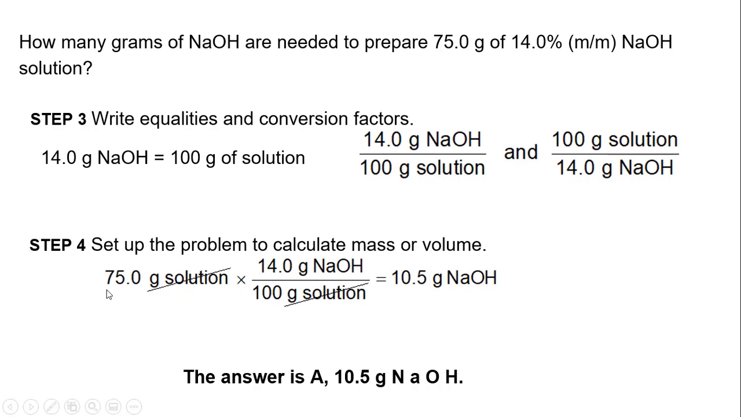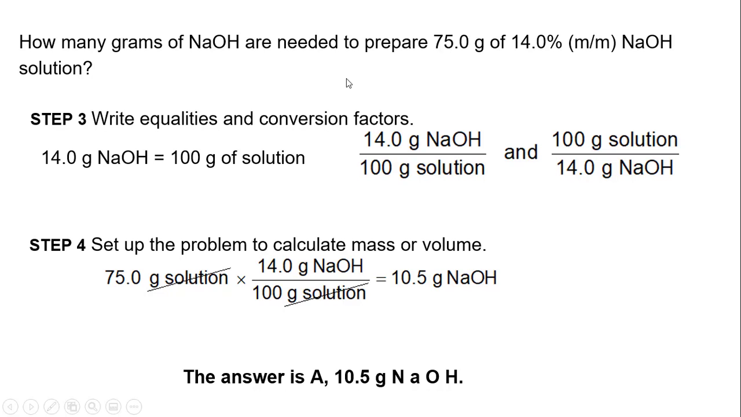So now we set it up. We have 75 grams of solution, because that's what it's asking for, is a solution. This is the solute. And we've pulled out the 14% to make it a conversion factor. So solutions cancel out. We need 10.5 grams of sodium hydroxide.